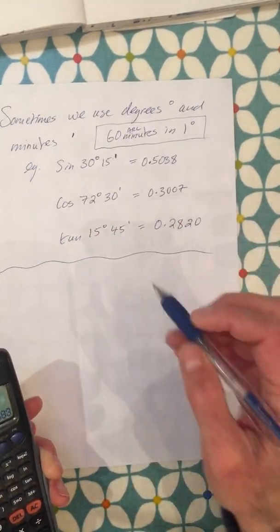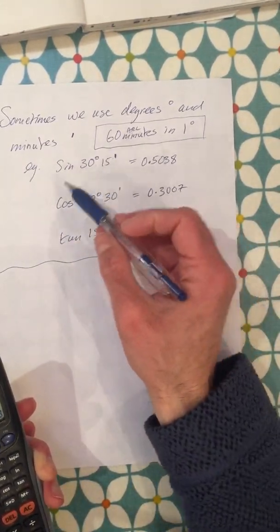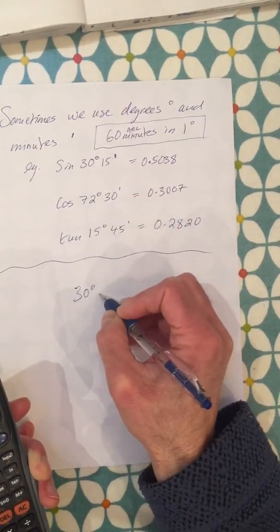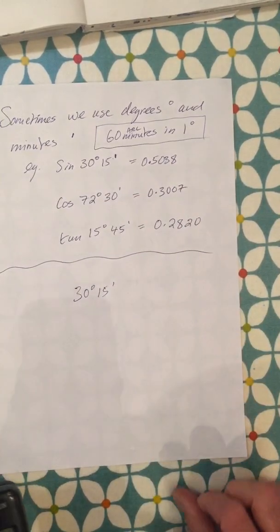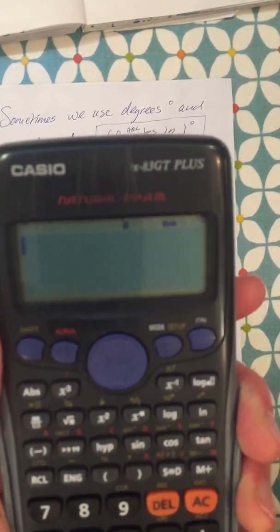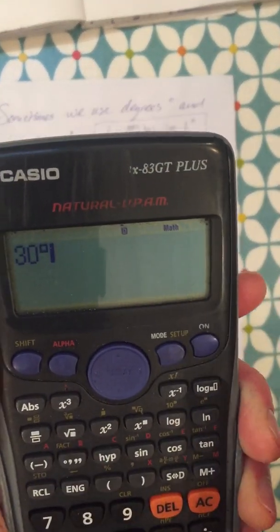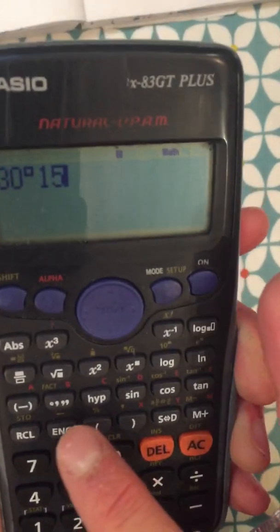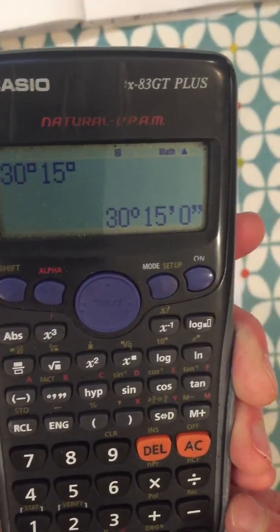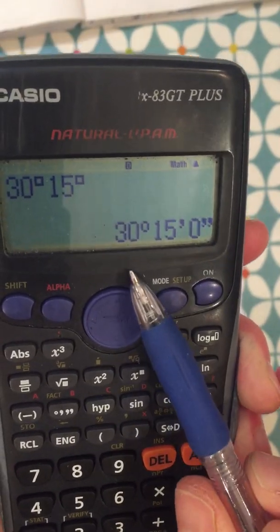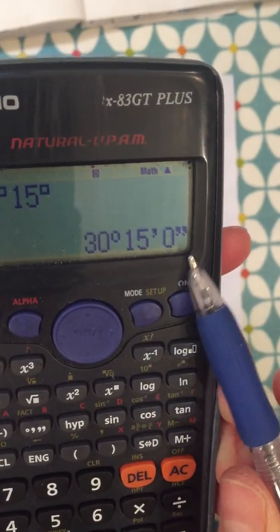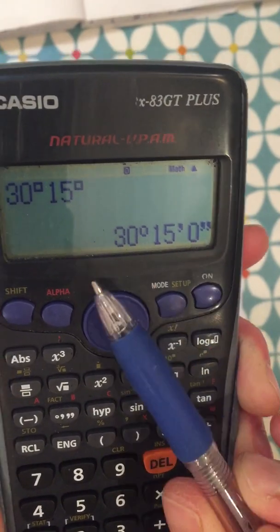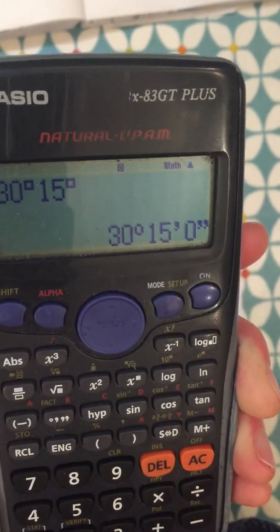Before I finish this video, I just want to show you how to enter degrees and minutes on their own without a sine or something. Suppose I want to put 30 degrees and 15 minutes into my calculator. Well, I clear my calculator and I go 30, press the special button I told you about, then press 15 minutes and press equals. And you'll notice here, look, 30 degrees, 15 minutes, 0 seconds, because minutes can be broken into 60 seconds as well.